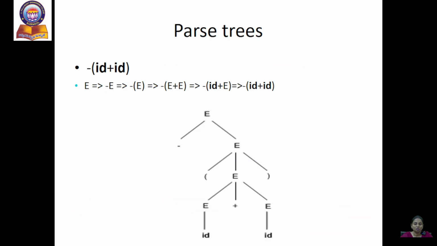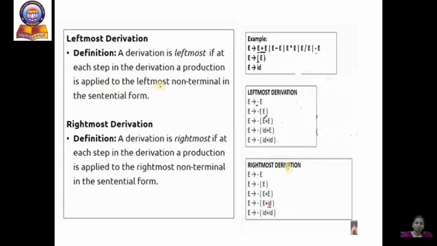So this is actually the parse tree that I have just explained. First consider E minus E, then E within brackets, and then E plus E, then E will be replaced with the IDs. So we can achieve the given string by using the given grammar. And see how the leftmost derivation and the rightmost derivation can be performed by the parse tree.